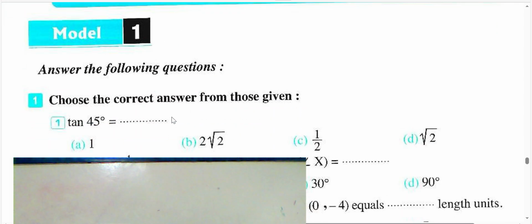Today we will solve model examinations of the school book on trigonometry and geometry. Model number 1. First question shows the correct answer. Tan 45 equal 1. Choose letter A.